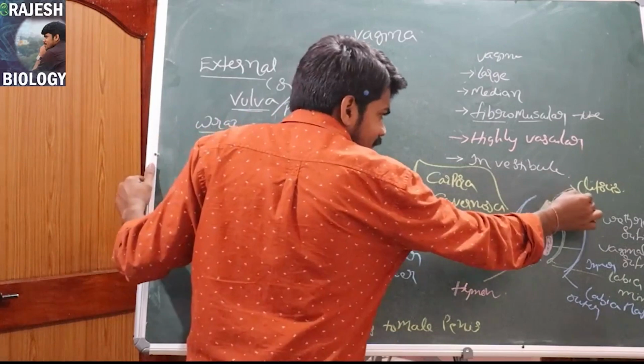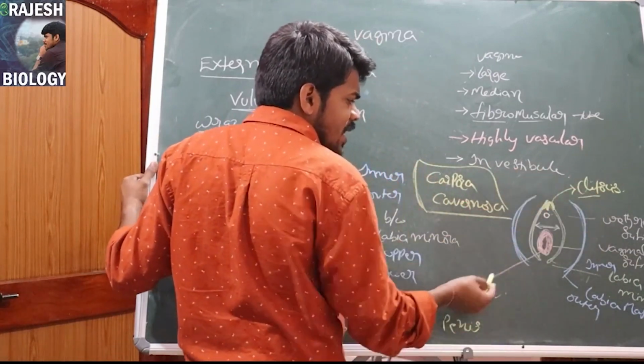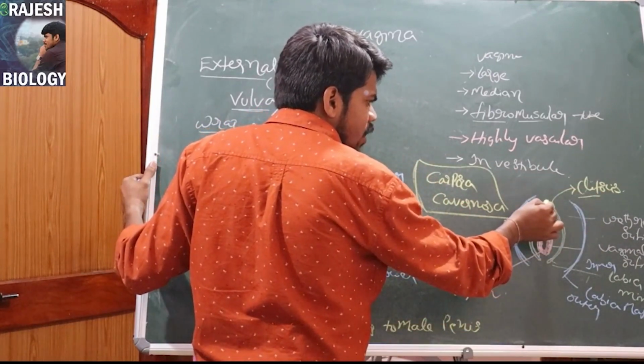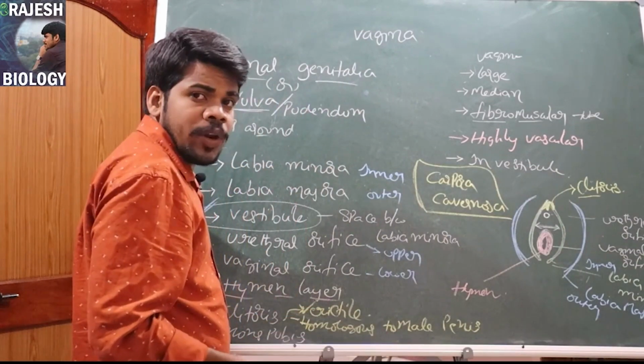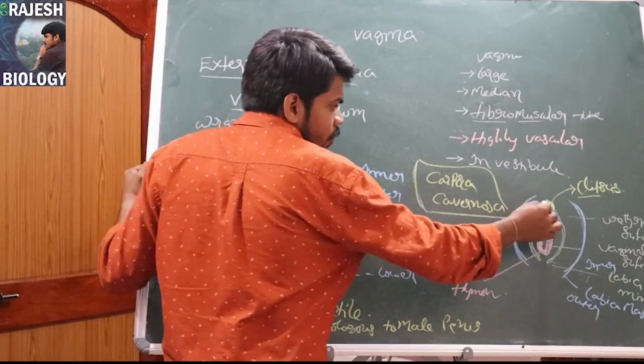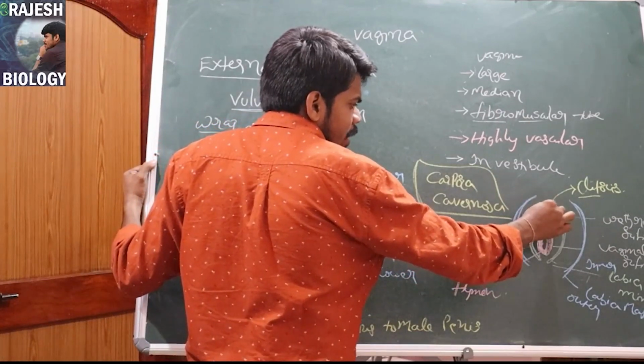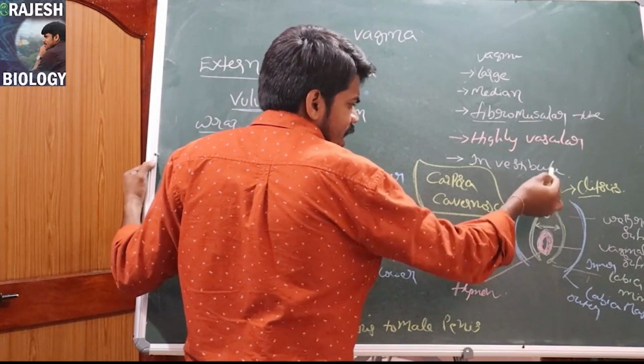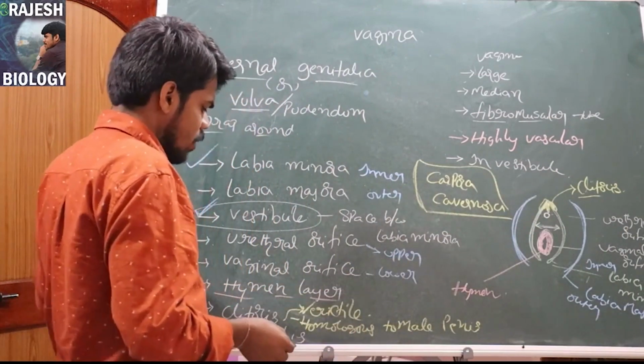Okay, so this is the clitoris. The clitoris is present at the upper junction of the labia minora. That means above the urethral orifice. Above the urethral orifice, at the upper junction of the labia minora, there is an erectile structure, that is the clitoris.